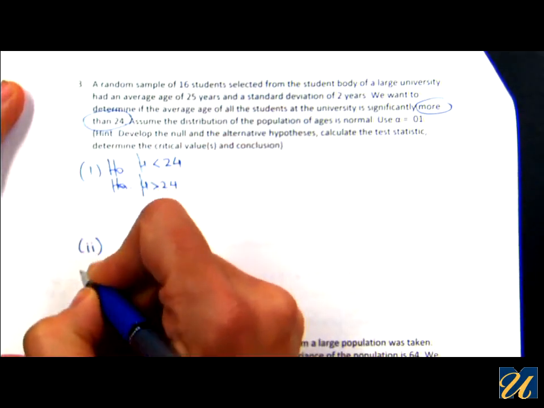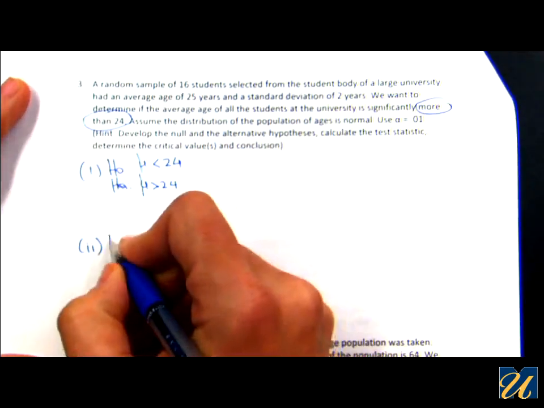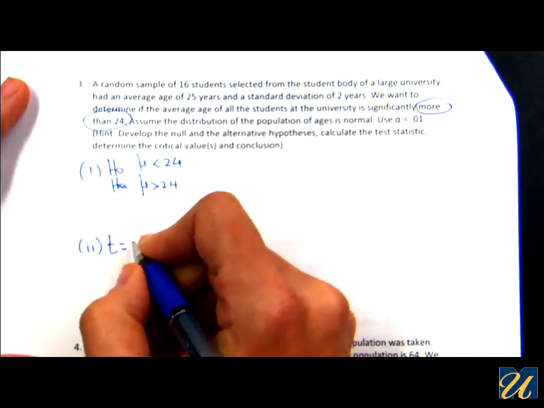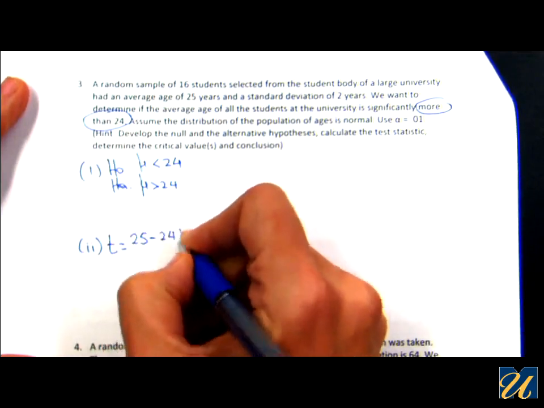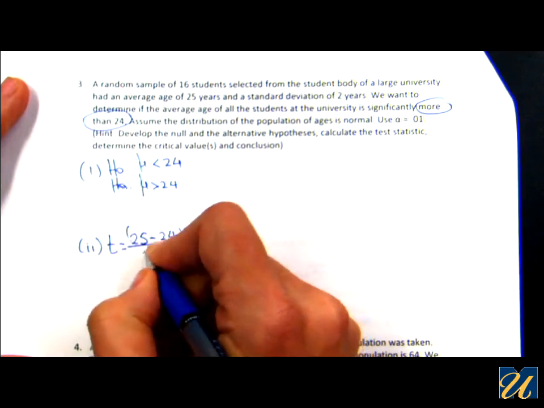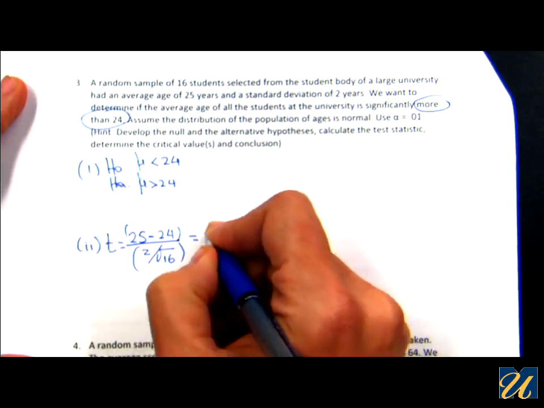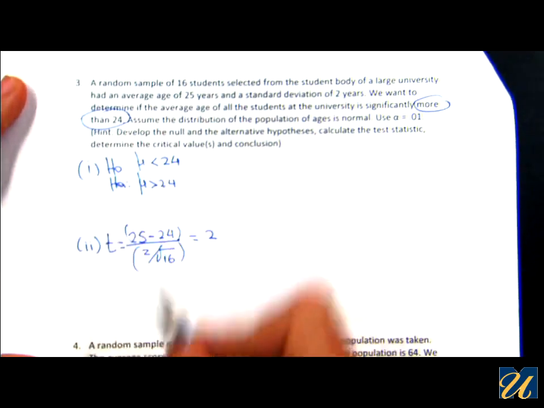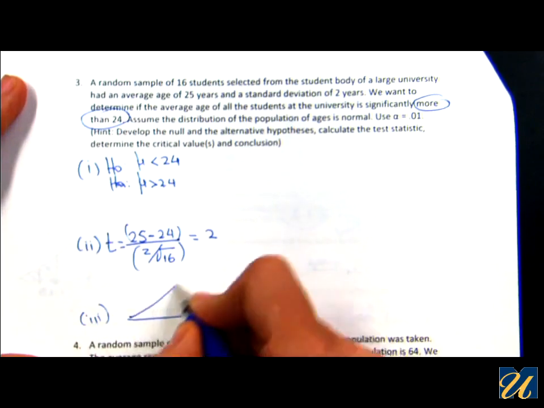We calculate the test statistic. It's going to be a T because S is given. So we have X bar 25 minus mu 24 over S 2 divided by square root of N, which is 16. Your test statistic is 2. I have a right tail test.